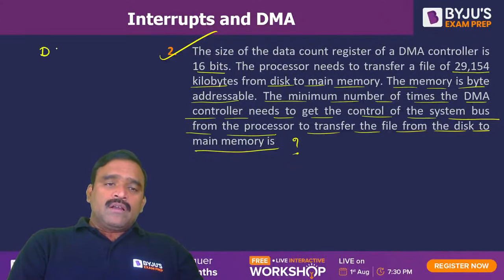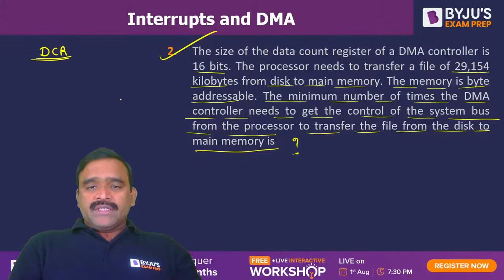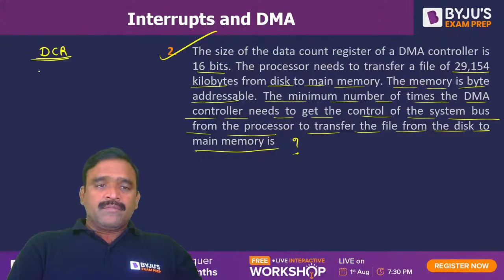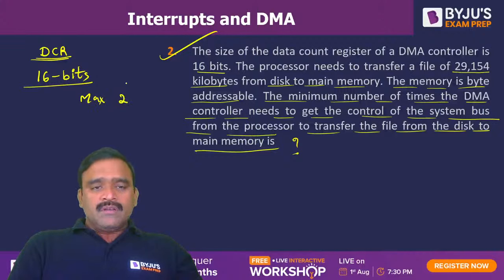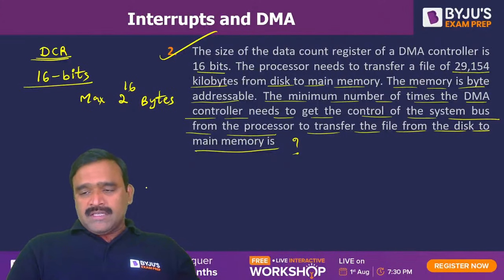So DCR is nothing but data count register. What is the data count register size here? 16 bits. So using 16 bits, one time if we request, we can transfer maximum 2 power 16 bytes. 2 power 16 bytes of data we can transfer if the data count register size is 16.